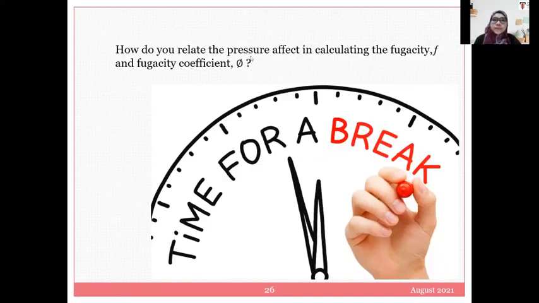Okay, let's test your understanding. How do you relate the pressure effect in calculating the fugacity and fugacity coefficient? Okay, so what is the expression? Also relate it with the pressure, having the fugacity and fugacity coefficient in the expression. If you are still unsure about this, you may refer to the previous explanation. So what is the expression? This is the simple expression. So the answer is, fugacity over the pressure of the real to the ideal gives us the fugacity coefficient. So you can obtain the value of the fugacity coefficient from the difference of this fugacity and the pressure.